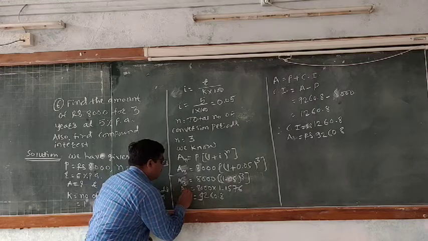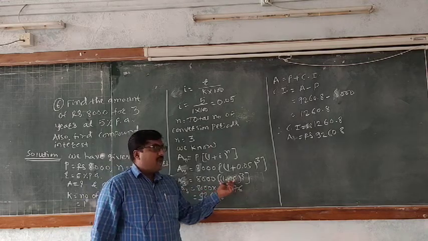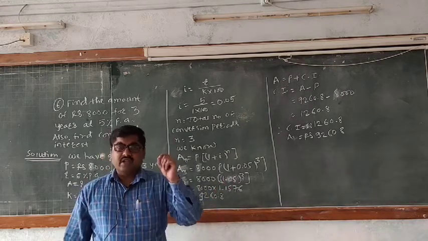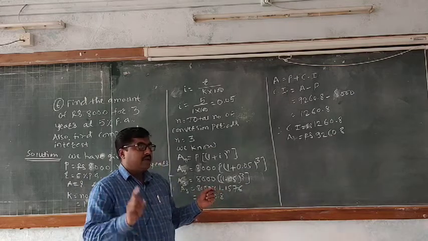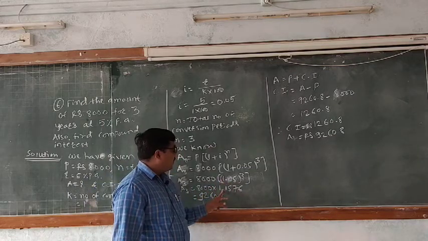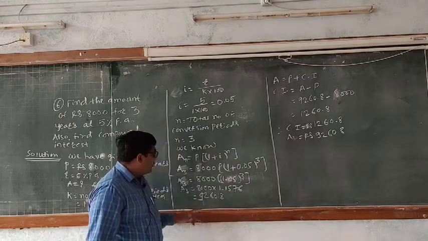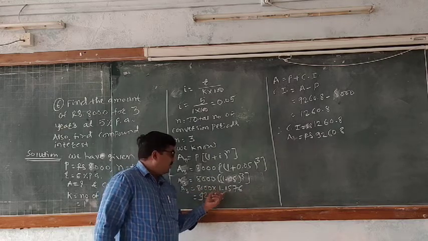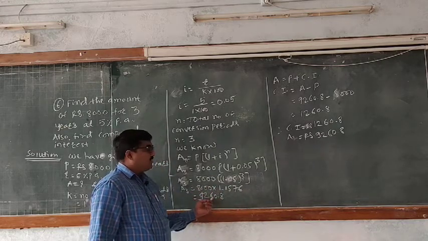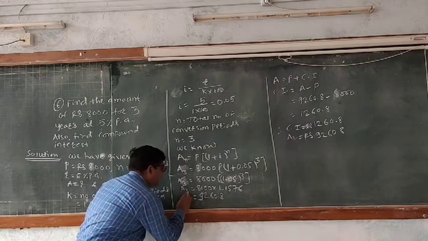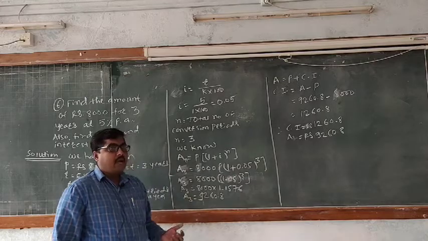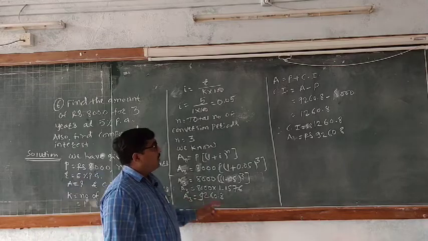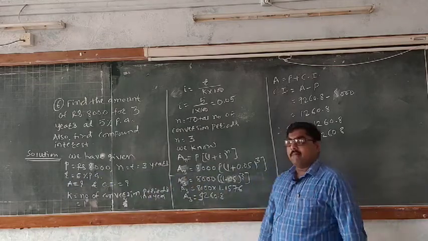Then A3 equals 8,000 into, by using the calculator, 1.05 multiplied 3 times, which becomes 1.1576. If you multiply 8,000 into this, we get 9,260.8. So this is your amount at the end of the third year. Now we have to calculate compound interest.